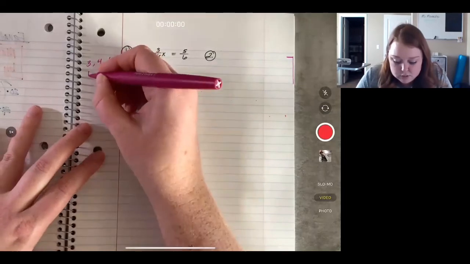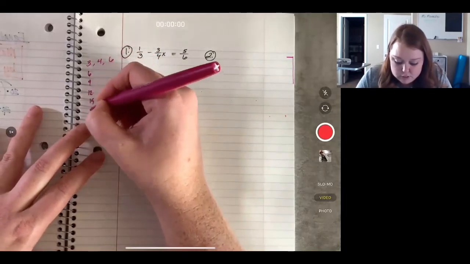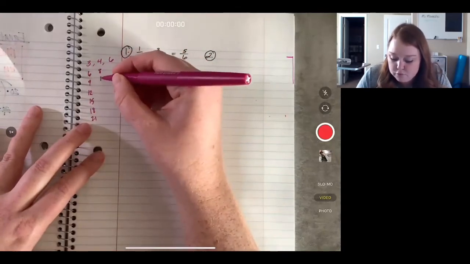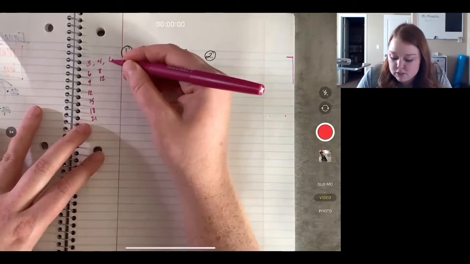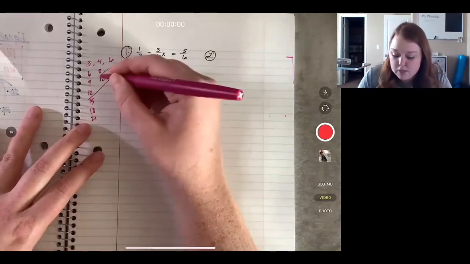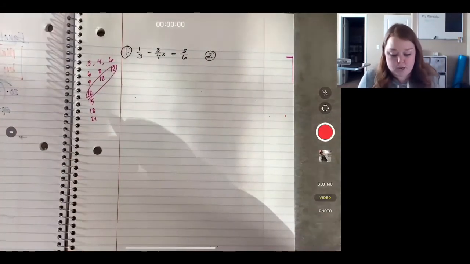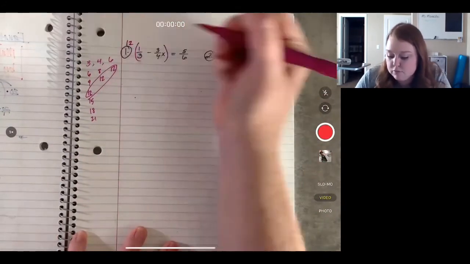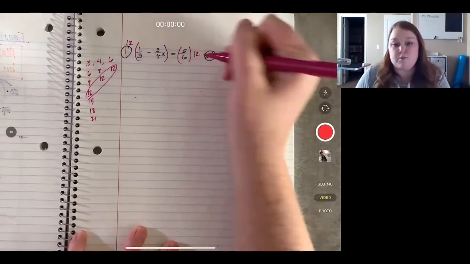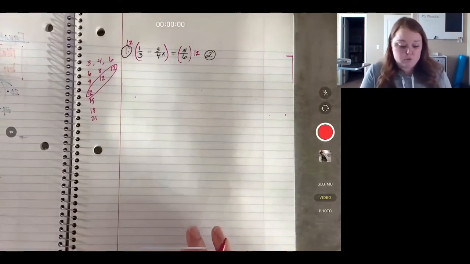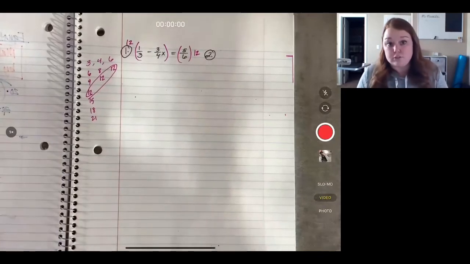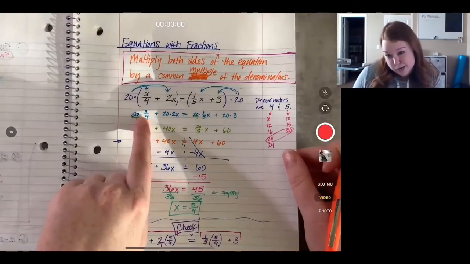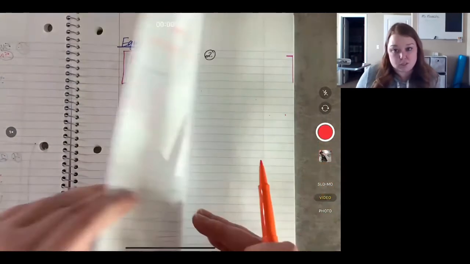3, 6, 9, 12, 15, 18, 21. 4, 8, 12. Ooh, I got 12s there. Look at 6: 6, 12. There it is, 12. All three of those numbers fit into 12, okay? That's why I'm going to take this entire left side and times it by 12. Take this entire right side, times it by 12. That will cancel out our fractions, okay? Now, like I said, these little in-between steps, I'm not going to write them down. I'll talk through it.